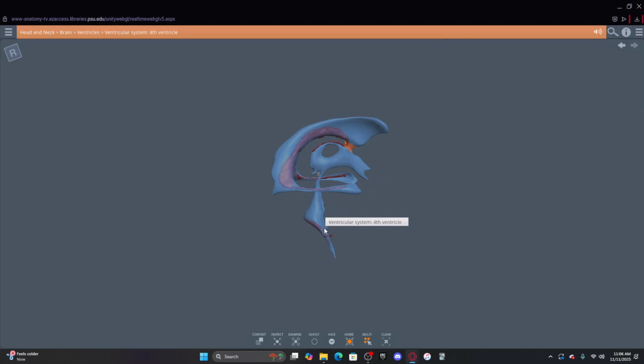Into the fourth ventricle, and then from the fourth ventricle, it can either go to the spinal cord or it can go to the subarachnoid space and surround the brain, right? Between the pia mater and the arachnoid mater, you have the subarachnoid space, and that's where your cerebrospinal fluid is going to be majorly.